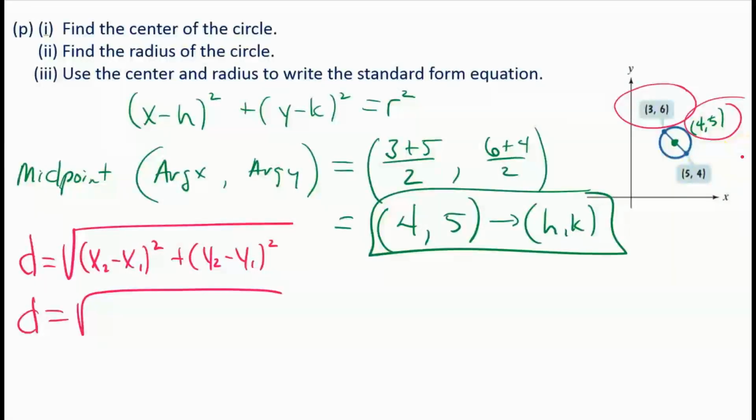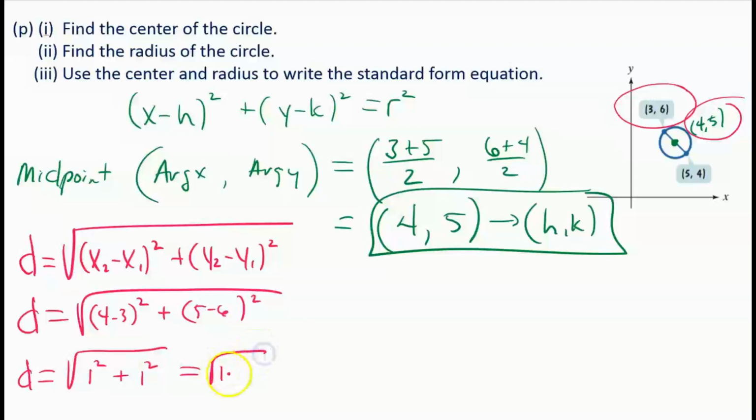So x2 minus x1, that's 4 minus 3. I'm just subtracting my x's. Plus y2 minus y1, that's going to be 5 minus 6. Don't forget to square it. So distance is equal to 4 minus 3 squared, which is 1 squared, plus 5 minus 6 squared, which is another 1 squared. That equals 1 plus 1, which gives me the square root of 2. So my distance is the square root of 2, which is my r, because all we were trying to do is find the distance between (4, 5) and (3, 6), and that distance, which I've got in pink now, is the square root of 2.